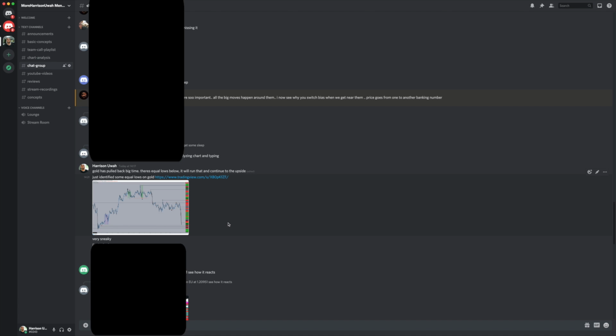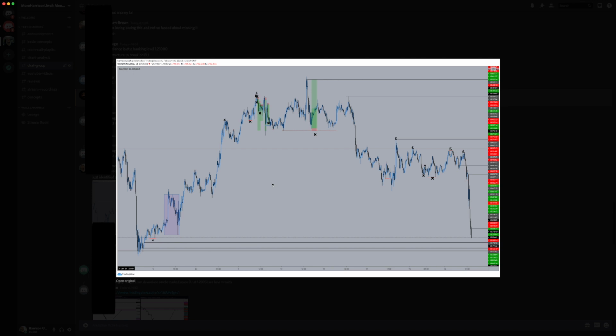Alright guys, so here is my mentorship group. Right here at 217, I dropped the chart for the team, and I was letting the team know that gold is pulling back, it's a very deep pullback, and it's looking to run out these equal lows. I had just identified the equal lows, those sneaky equal lows. So I thought, I'm going to let the team know they're running out liquidity, and after they run out liquidity, they should push up, right?